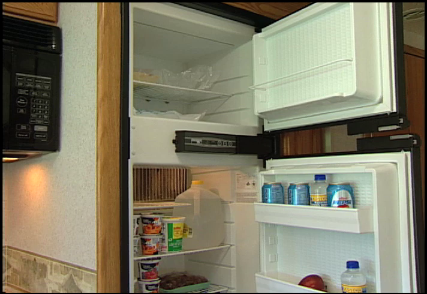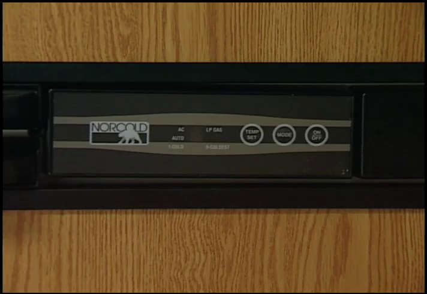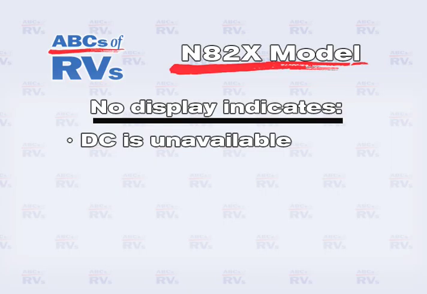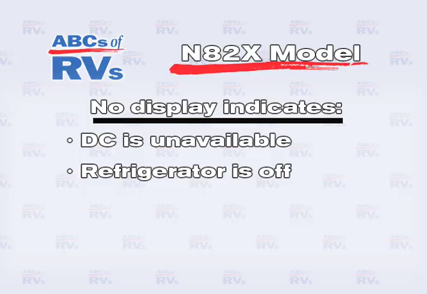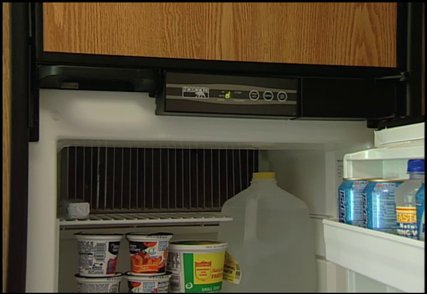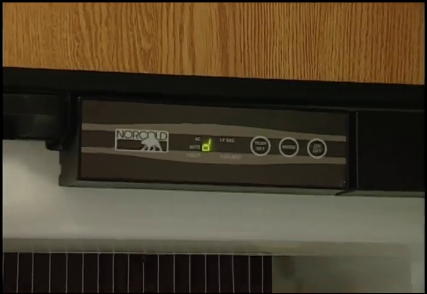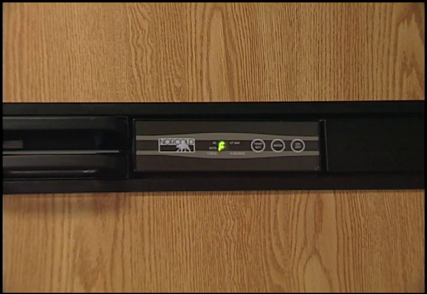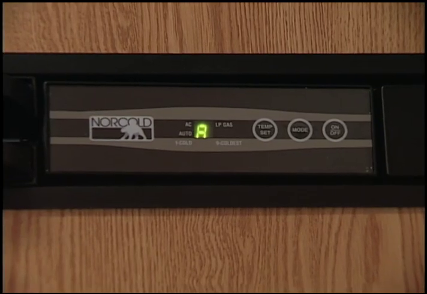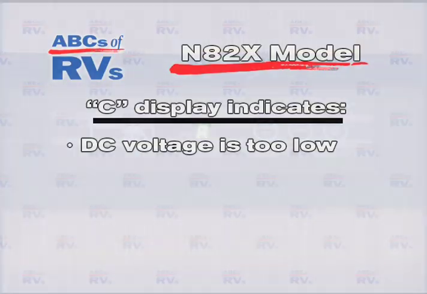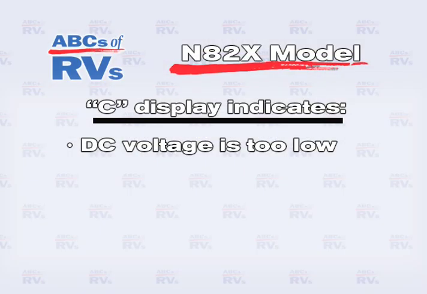For example, models with a single display, like the N82X, have the following fault codes. No display indicates that either DC voltage is unavailable to the control panel or the refrigerator is off. If the door is left open for more than 2 minutes, the interior light will shut off and the fault code will display the letter D. If the burner does not ignite or reignite, an F appears. An A indicates AC voltage is unavailable.